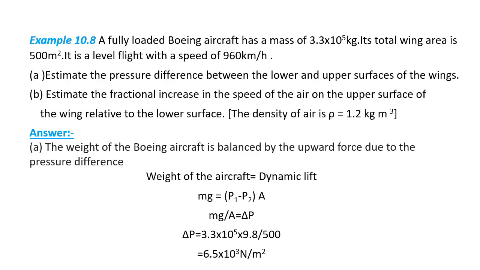So mg must be equal to (P1 minus P2) into A. That means mg divided by A must be delta P. So by putting in the values, you will find that delta P comes out to be 6.5 × 10^3 newton per meter square.